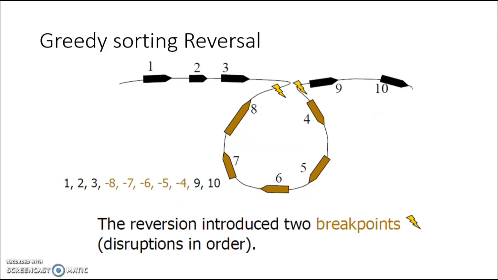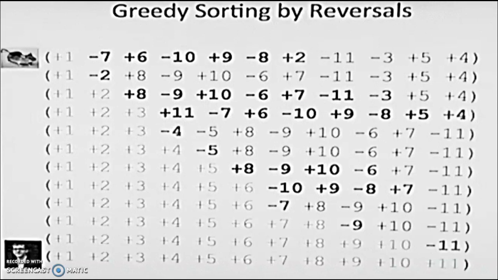This change in the point of reversal, or the reversal introduced, is called a breakpoint, or a disruption in the order of the gene arrangement. Now let us see with the help of numbers how this reversal can be solved using a greedy method. As we can see in the first stretch, the positive 1 and the last number positive 4, and in between the stretch minus 7 plus 6 minus 10.